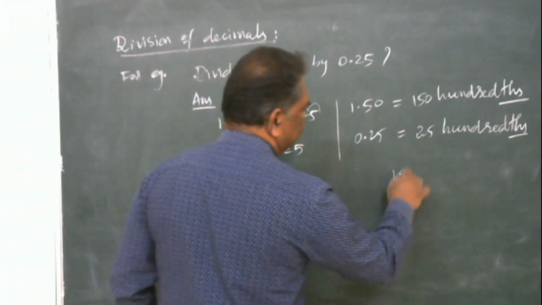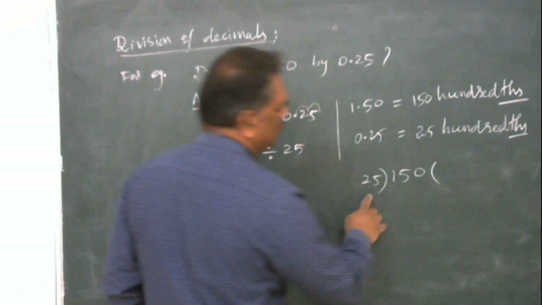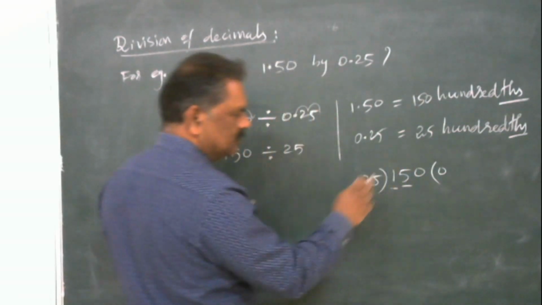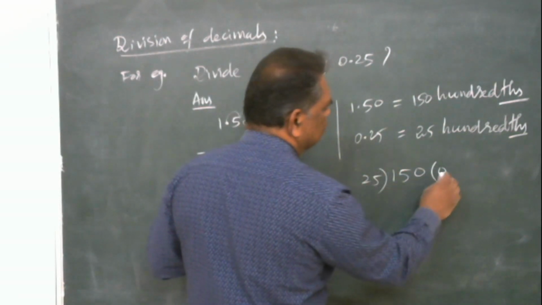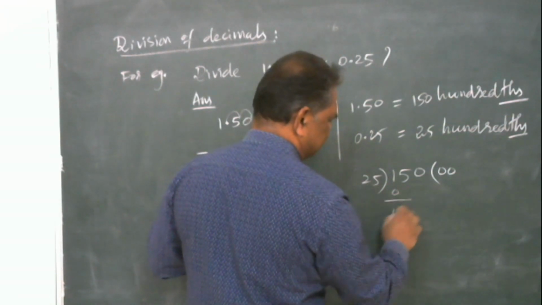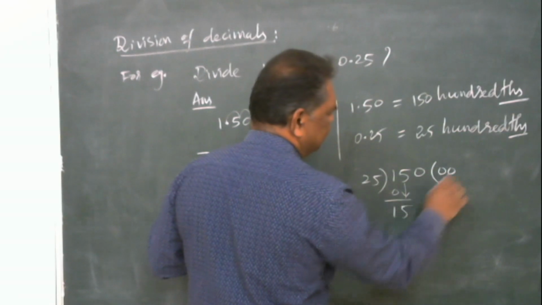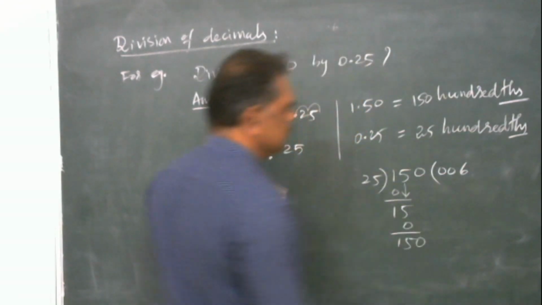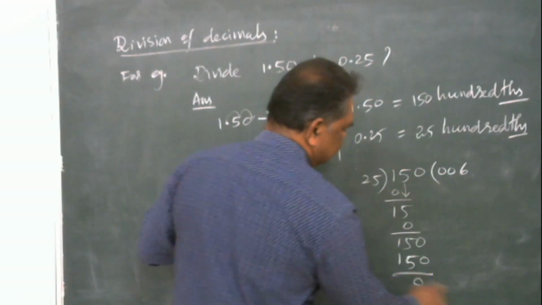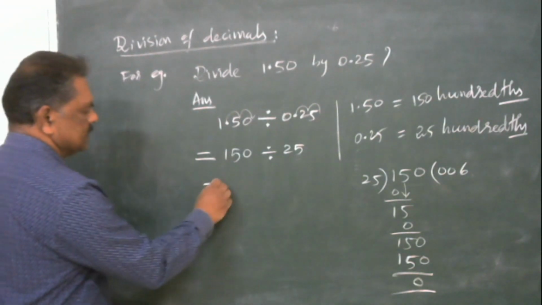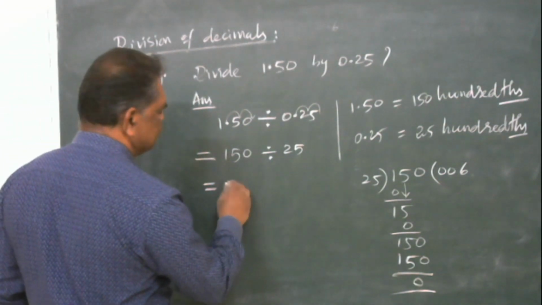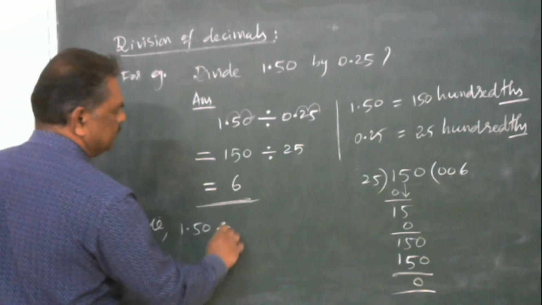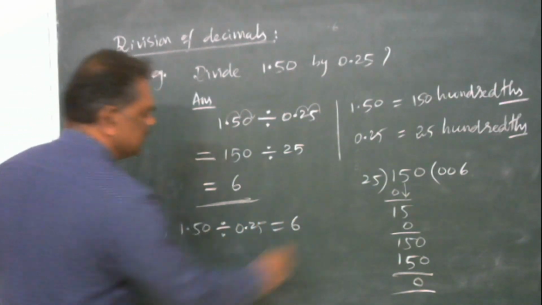So let me divide 150 by 25. How many 25s are there? 0. 1 we cannot give, 15 we cannot give, 25 we cannot give. Then 150. How many 25s are there in 150? We have 6, 6 25s are 150. Remainder is 0. Therefore, the answer is 6. That is, 1.50 divided by 0.25 is equal to 6.